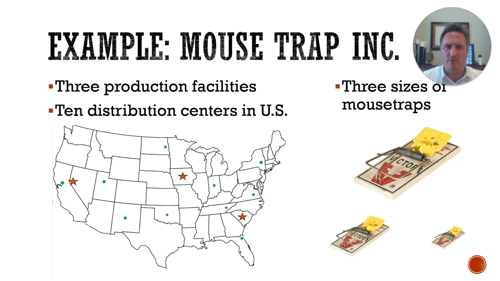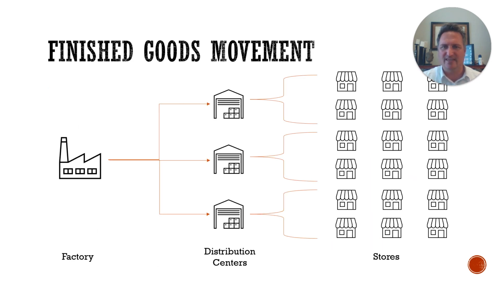As an example, we will go back to Mousetrap Incorporated. Again, this is our company that makes 3 sizes of mousetraps. They have 3 production facilities and 10 distribution centers across the US. And the way it works is mousetraps are made in the factory, they're sent from the factory to the distribution centers, and then from the distribution centers, they're sent to the individual stores.